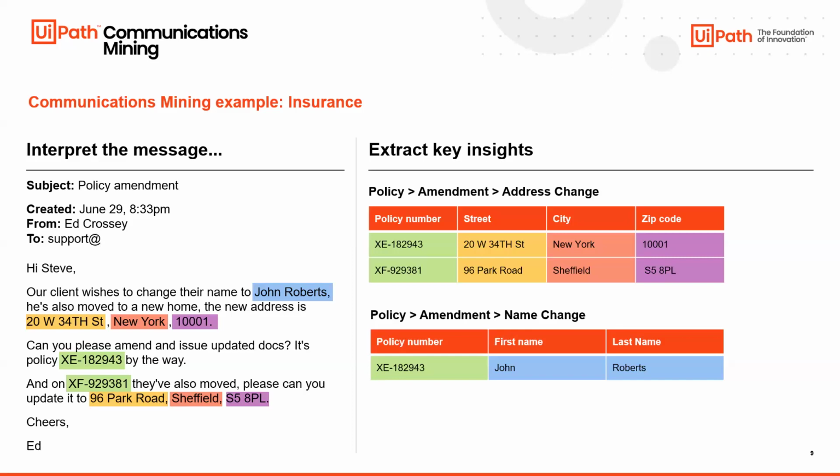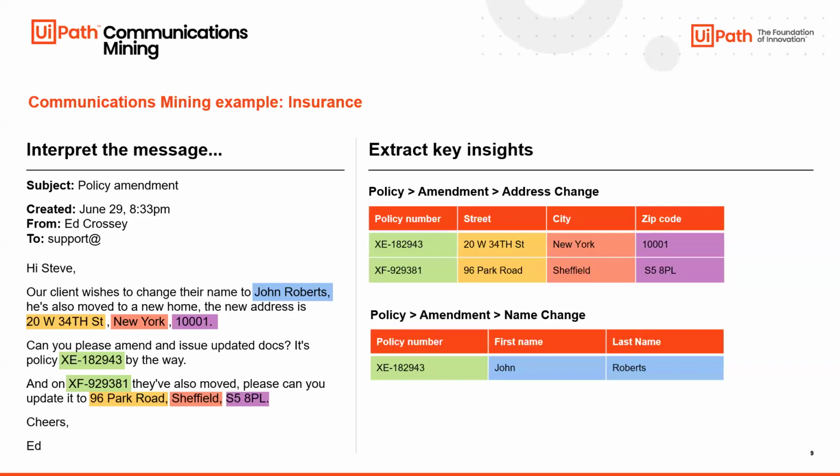So in here, if you read this email, the email is talking about the address change and name change. Now, when you see on the right-hand side, there is policy amendment and address change. This is the label. This is the intent that this particular message is talking about. And then there is actionable data. The policy number, street, city, and zip code are the actionable data that would be required by the bot to go ahead and automate the further process.